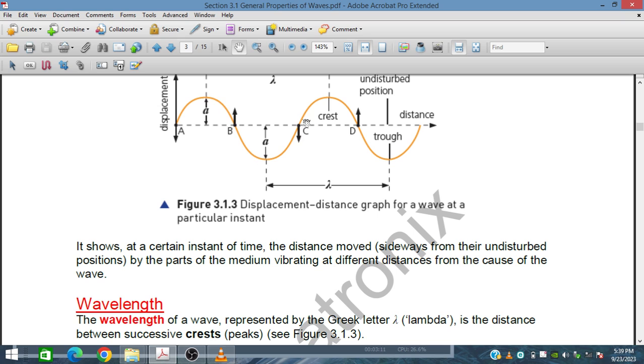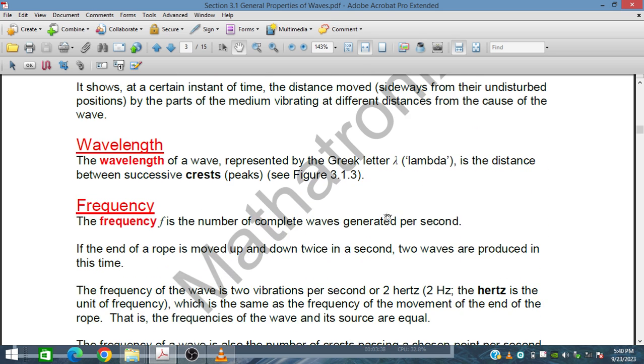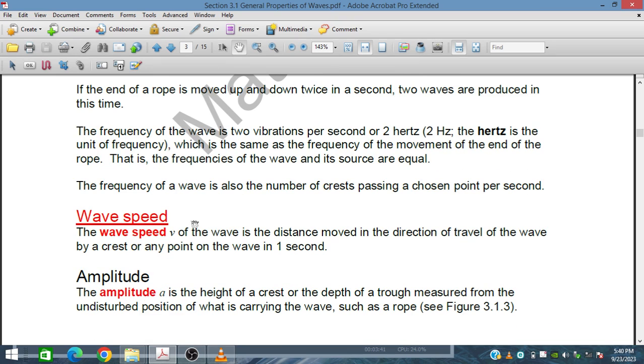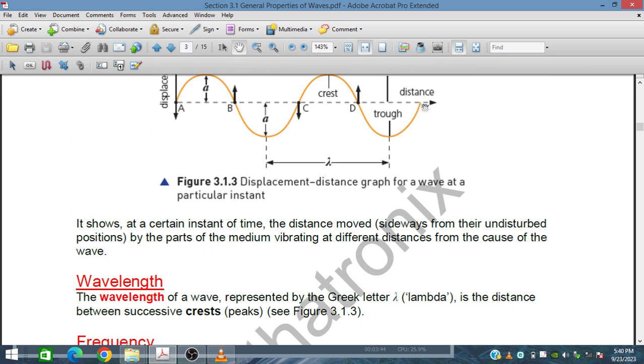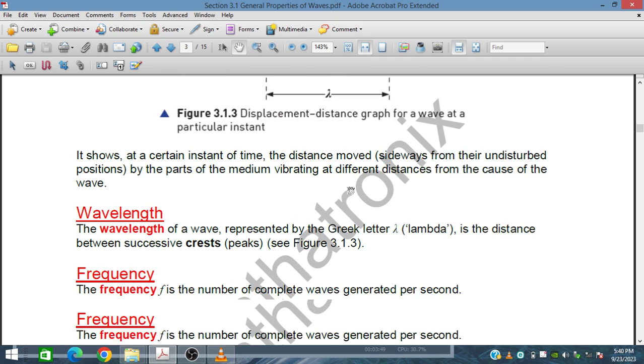If 50 waves pass per second, like in AC signals in our home, it is called 50 hertz. Similarly, if 10 waves pass in 1 second, then the frequency becomes 10 hertz. If 5 waves pass, then the frequency is 5 hertz. Here in this case, if we assume that from here to here it takes 1 second, then the frequency is 2 hertz.